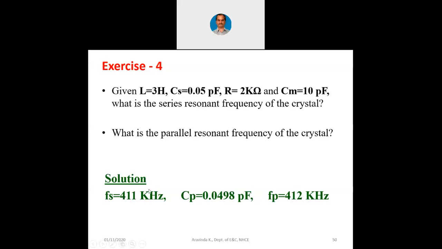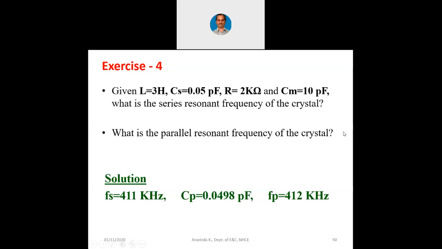Now, you can see between this Fs and Fp, only 1 kilohertz difference is there. This side it is 411 kilohertz, that side it is 412 kilohertz. That means only 1 kilohertz difference. That is why in most of the cases, when we use this crystal in let us say 10 megahertz range, then even the 1 kilohertz difference between series and parallel will not make a difference at all, because the output is available at 10 megahertz. That 1 kilohertz will not make a difference at all. That can be ignored in such cases.